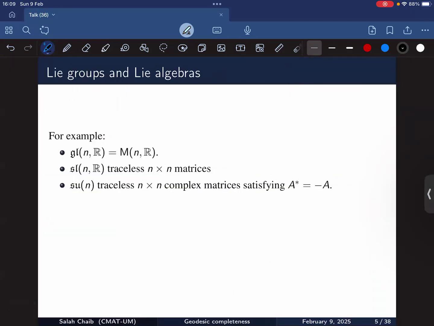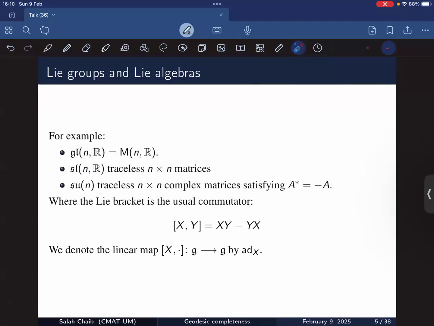I will give some examples of Lie algebras. The Lie algebra associated to GL(n) is M_n, the algebra of matrices. The Lie algebra associated to SL(n) is the traceless n by n matrices. The Lie algebra of SU(n) is the traceless n by n complex matrices satisfying that the conjugate transpose is minus the matrix. So these are some linear examples, and for all these matrix examples, the bracket is the usual commutator.